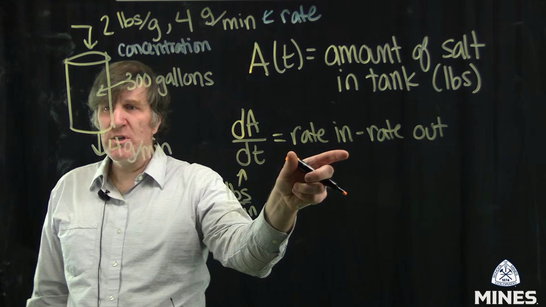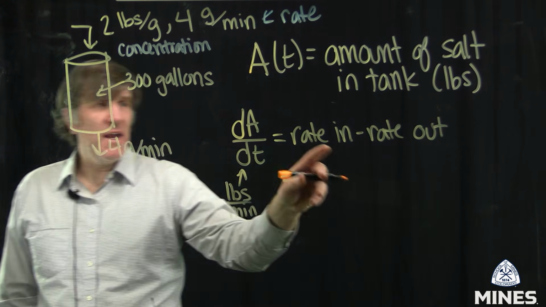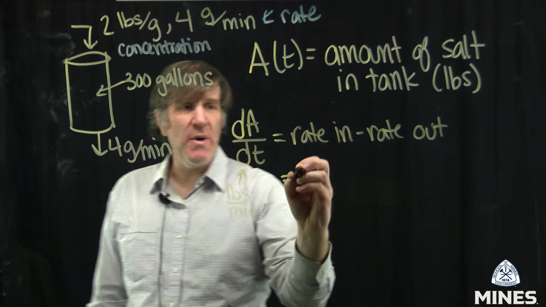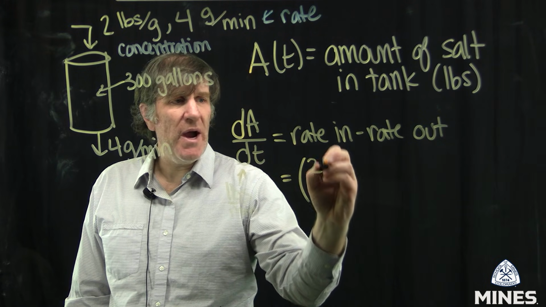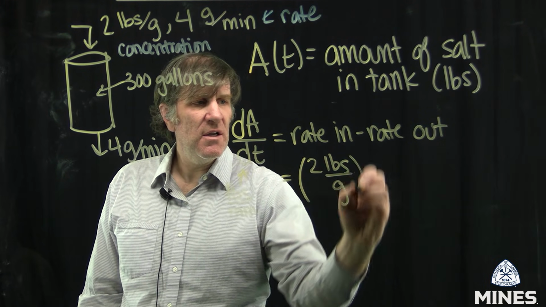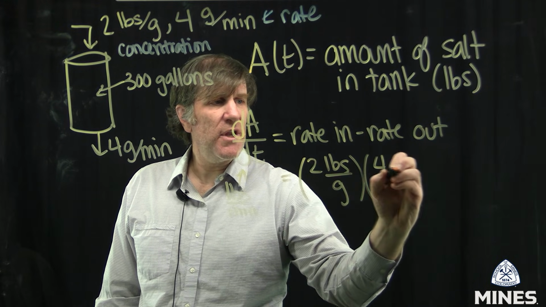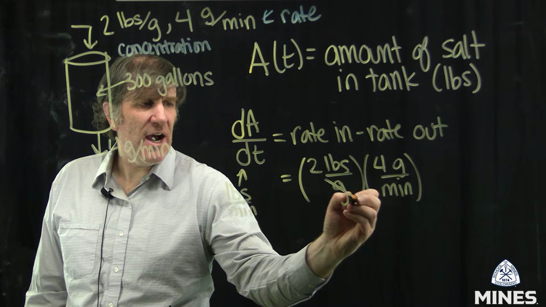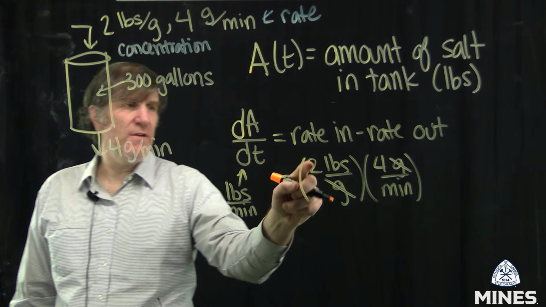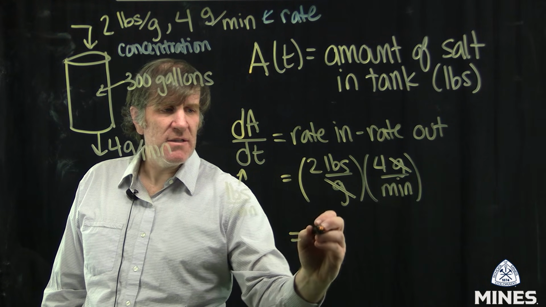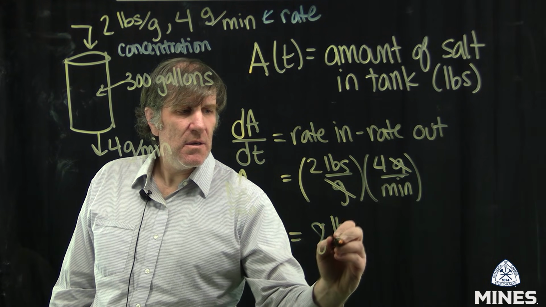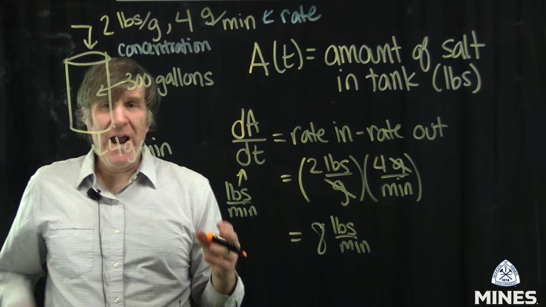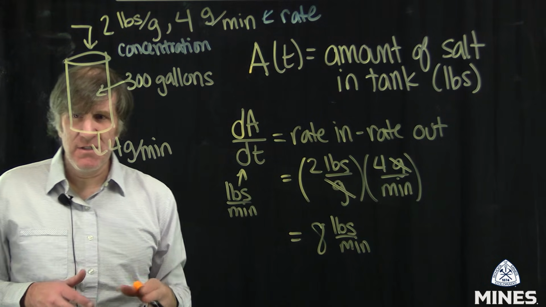So we've got to think about how much salt is coming in per minute and how much salt is leaving this tank per minute. Coming in is the easier one to think about. We have a concentration of 2 pounds per gallon, and we have a rate of 4 gallons per minute. If we multiply those together, the gallon unit cancels, and we have 8 pounds per minute. That is a rate. Those are the units of the rate. So we are adding 8 pounds of salt every minute to this tank.